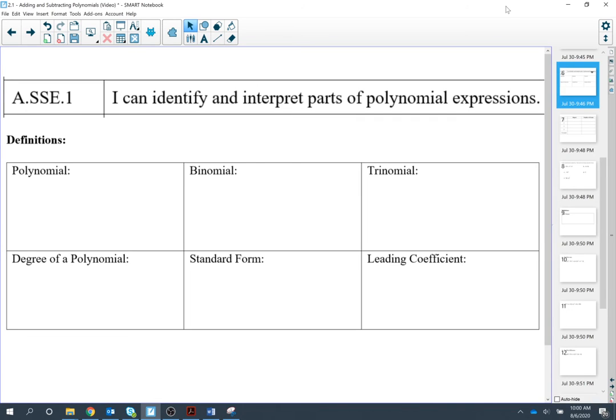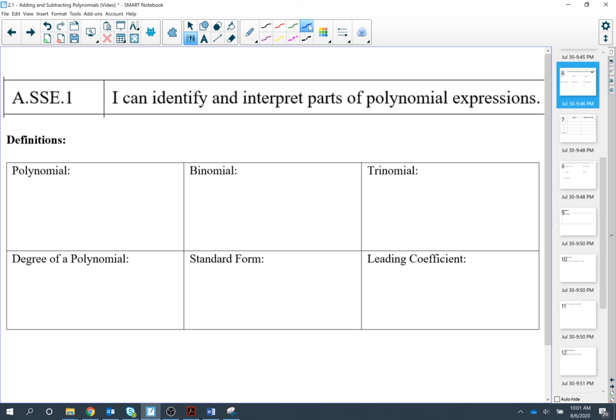Okay, everybody, now that we know what a monomial is, we're actually going to get into the more meaty part of our standard. If you remember in the first video, I said there were 4 standards we were going to address during this chapter. Now we're really going to start hitting hard on the first one, which is: I can identify and interpret parts of a polynomial expression. First things first, we know what a monomial is. It's an algebraic expression with just one term. Now we're going to look at what a polynomial is.